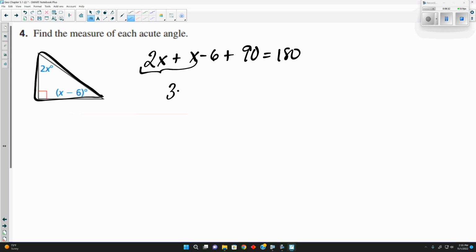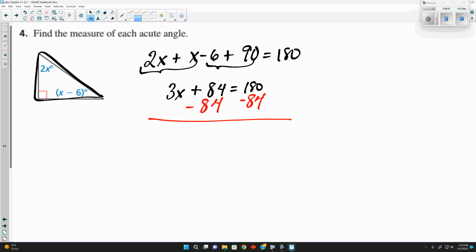2x plus x is 3x. Negative 6 plus 90, or 90 minus 6, is 84. Now what do we need to do next? We need to minus 84 from both sides, which will tell us that we have 3x on the left-hand side is equal to, and divide by 3.